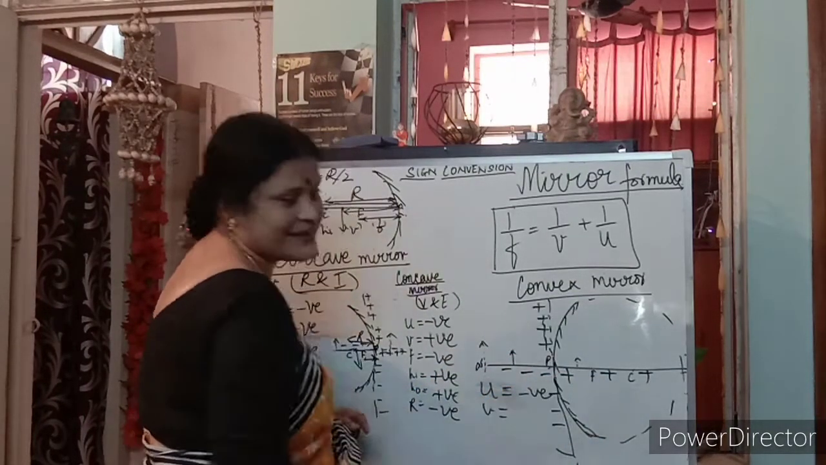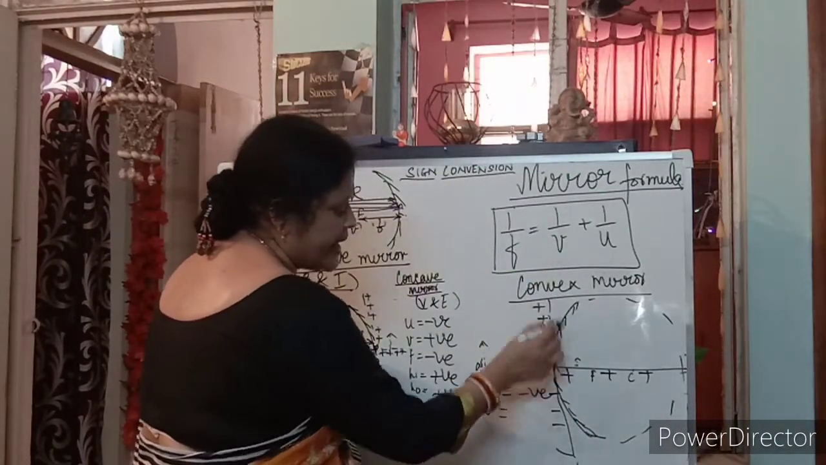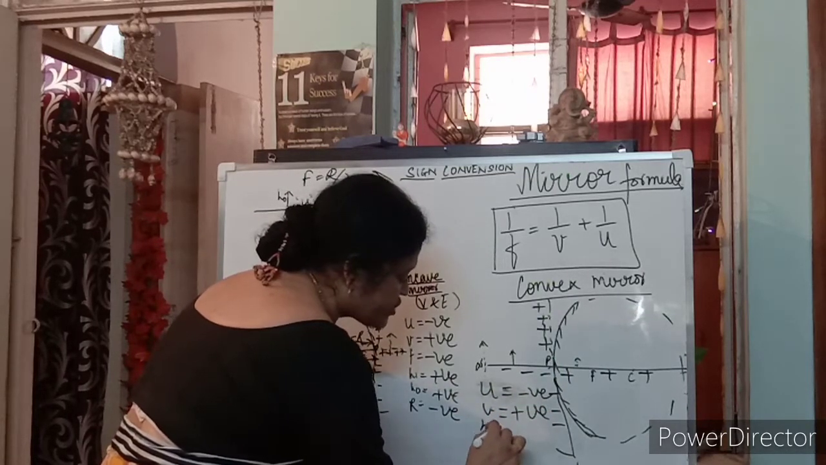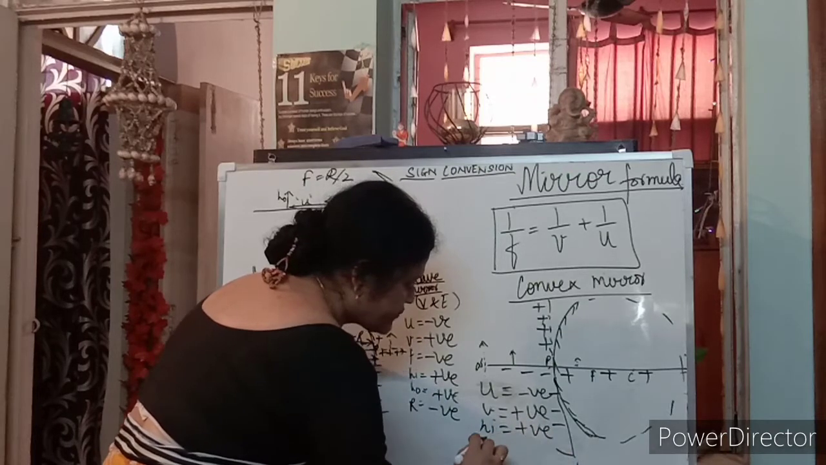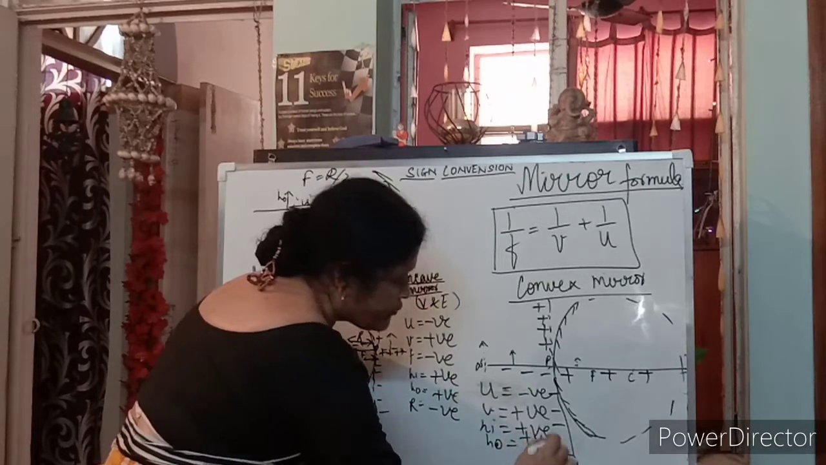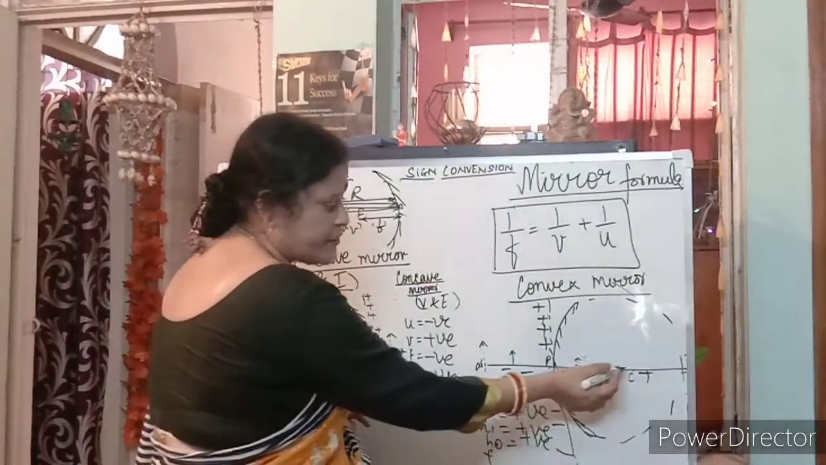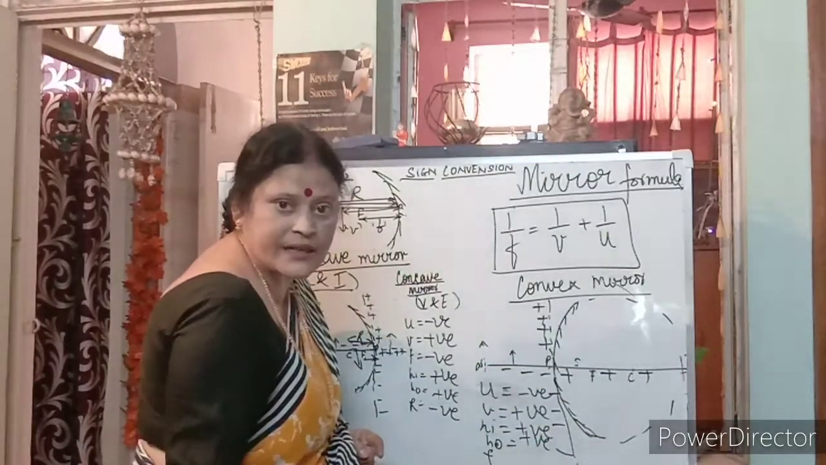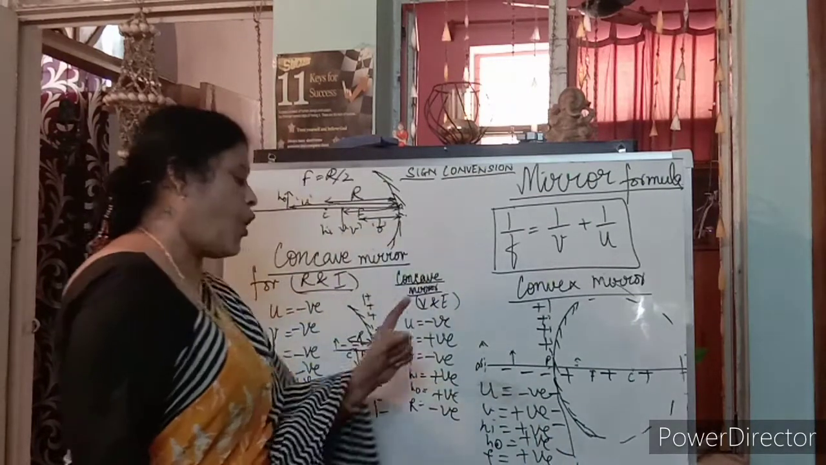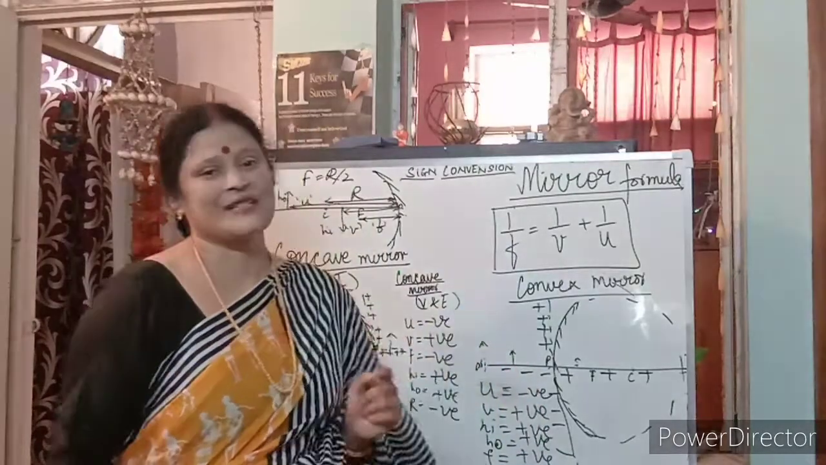Image position is positive, and upright, that is virtual and erect. So V is positive and height of the image is also positive. Height of the object, upright, that is positive. Focal length, this side. Why this side? Because the sphere is on this side, so the center of curvature is on the right side, so focal length is also on the right side. So F is positive. That means all are positive except object, which is negative in convex mirror.